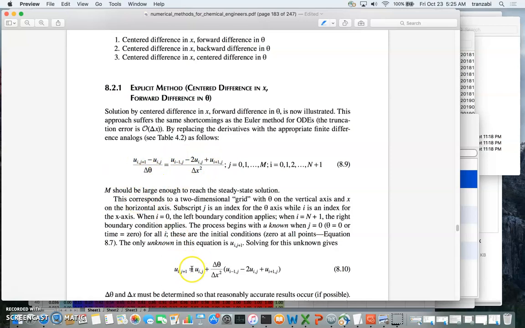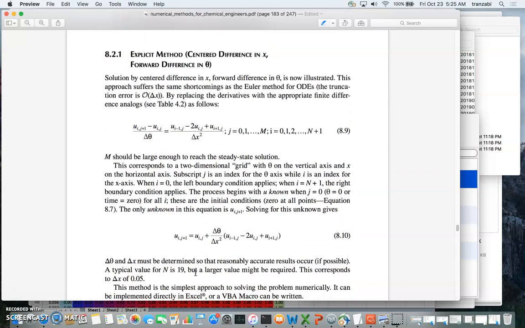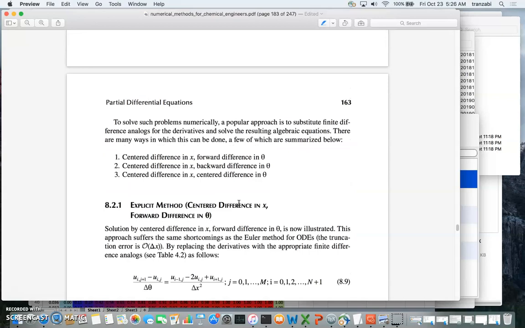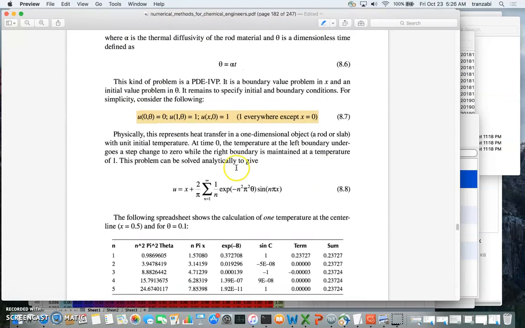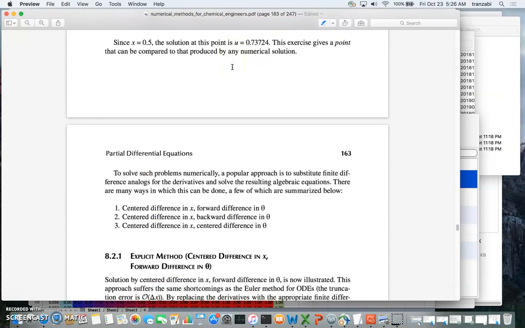Okay? So by doing so, we get an equation like this, where we have j plus 1 on the left side, u i j on the right side, and this piece is written right here exactly. It is multiplied through by delta theta, which is sort of our delta t, where, again, theta was alpha times t.